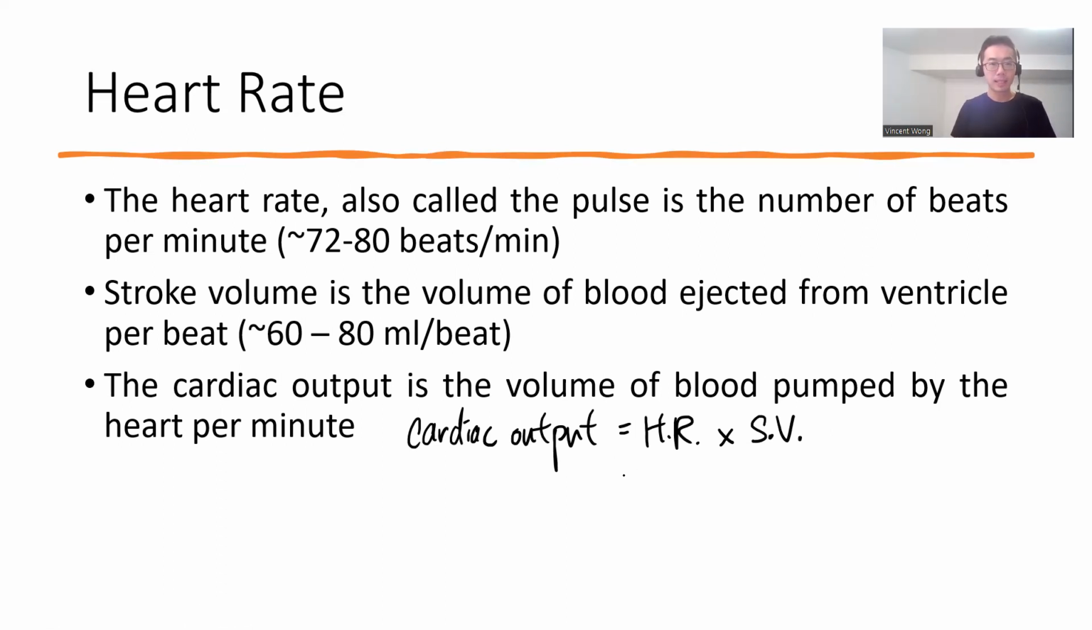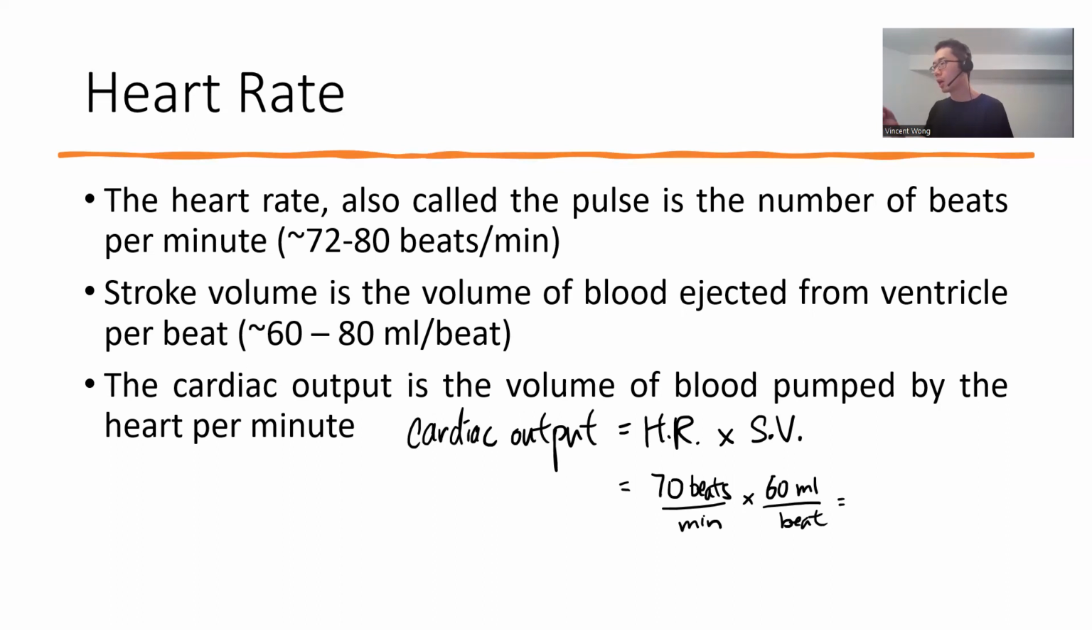So let's do an example. Let's say someone has a heart rate of 70 beats per minute, multiplied by the stroke volume. Let's say stroke volume is 60 milliliters per beat. BB asks, is heart rate the same as blood pressure? Nope, heart rate is how fast your heart is beating. Blood pressure is how much force the blood is pushing on your vessels, which we'll talk about later on.